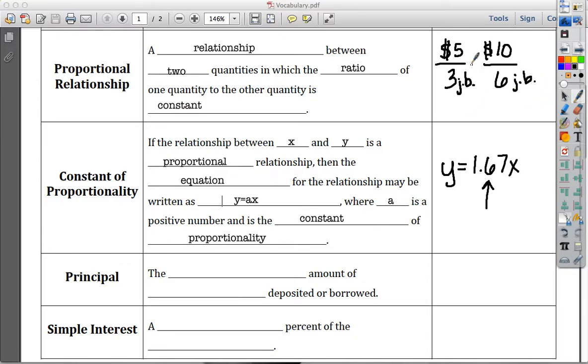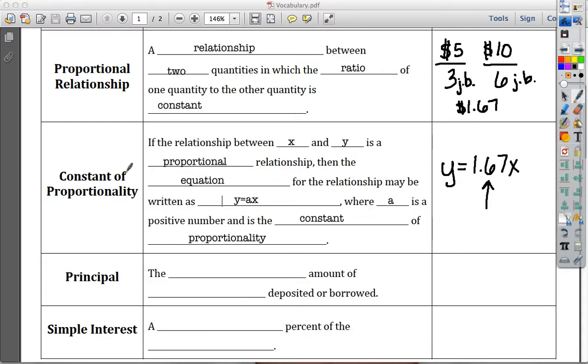If I break these down and figure out how much it costs me per juice box, in this case, I know it breaks down into $1.67 per one juice box. If it is the same for both ratios, that means that the ratios are proportional.